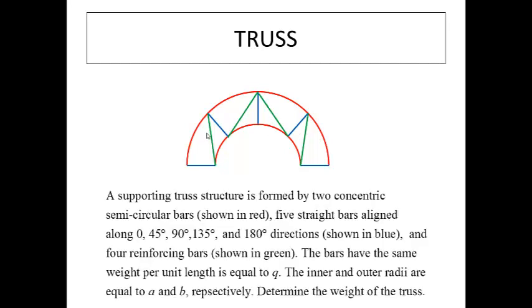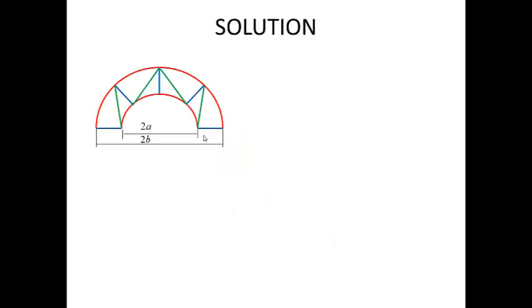So my task is very simple. I know the weight per unit length of the bars, and it's the same cross section, and so the bars have the same weight, and my task is to determine the weight of the entire truss, provided that the inner and outer radii are given by A and B respectively. To solve this problem, let me introduce Cartesian coordinates so that their origin is at the center of the semicircles, and I will also denote the supporting bars AB and CD.